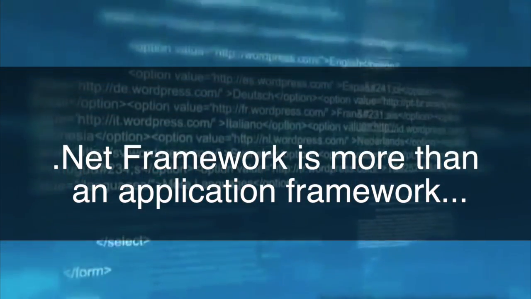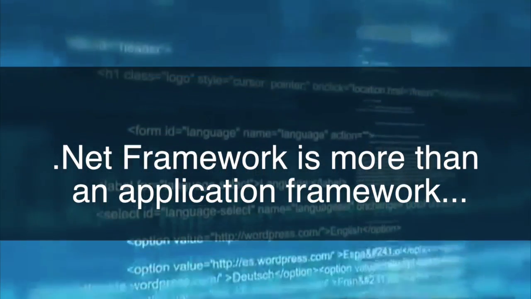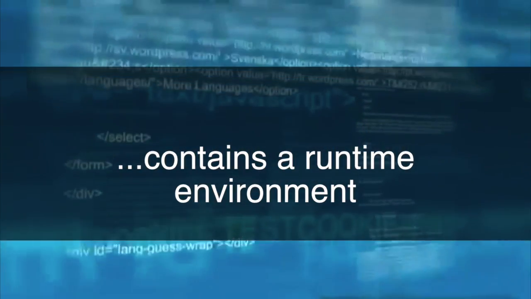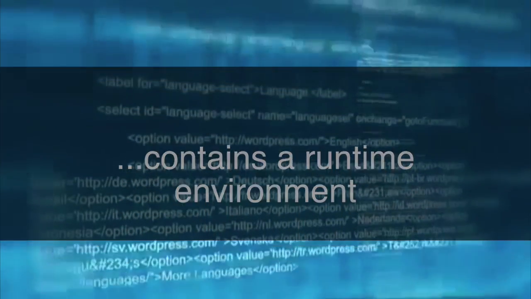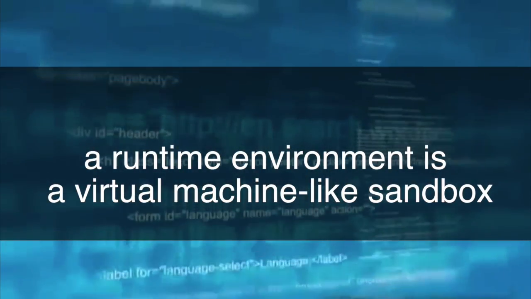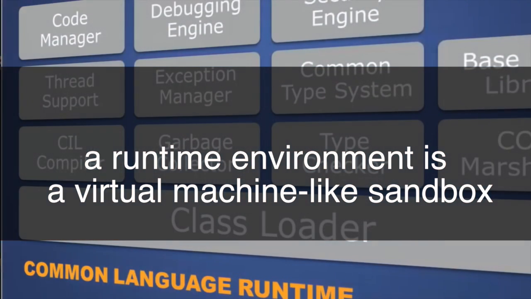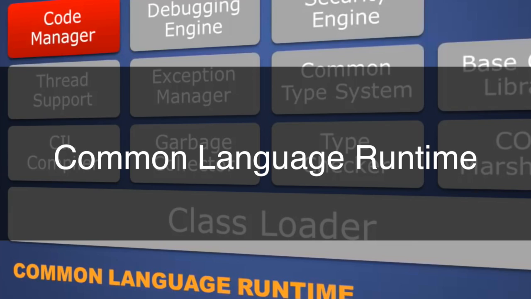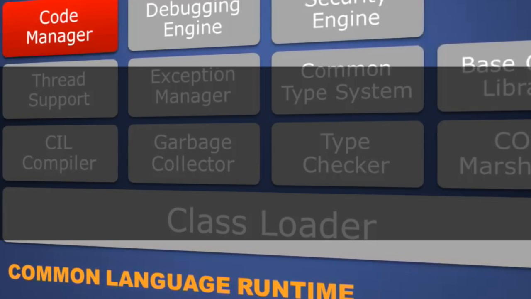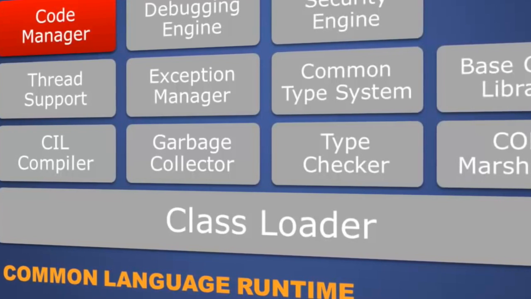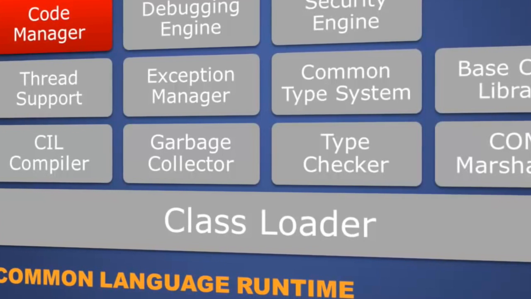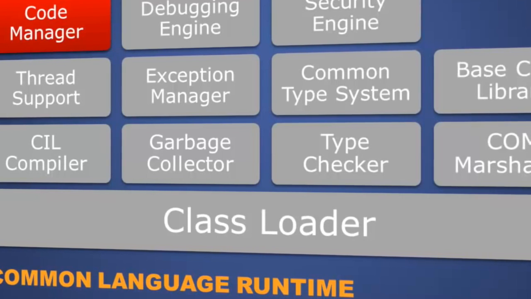So why is the name .NET Framework a bit of a misnomer? Because in addition to serving as a framework of shared code, .NET also provides a runtime environment for applications. A runtime environment provides a virtual machine-like sandbox in which applications run. In the .NET world, the runtime environment is named the Common Language Runtime, or CLR. When a user runs an application, the code for that application is actually compiled into machine code at runtime and then executed.